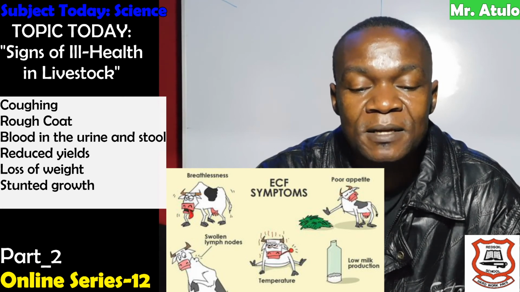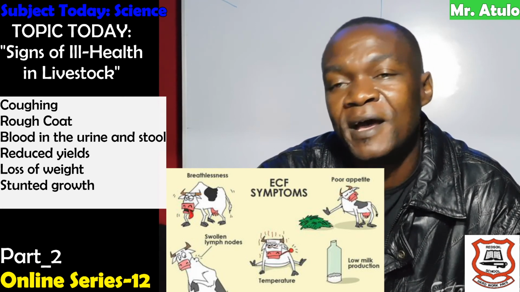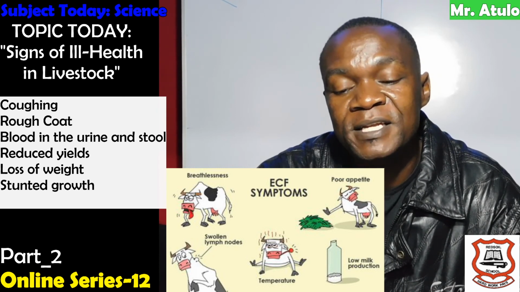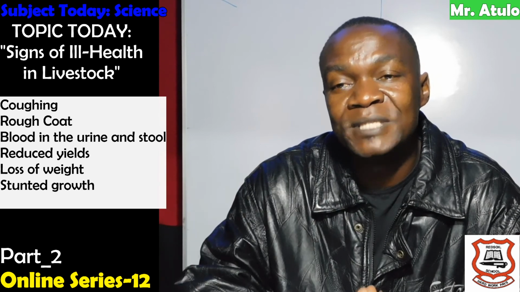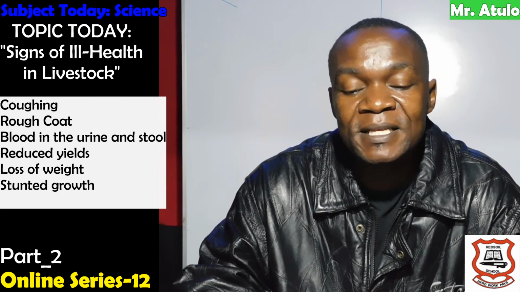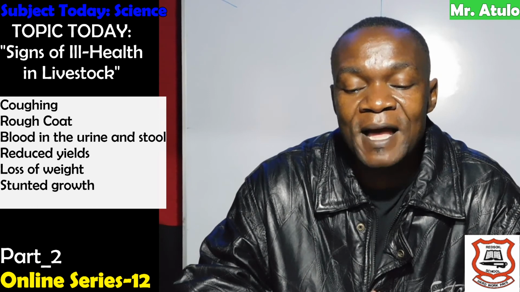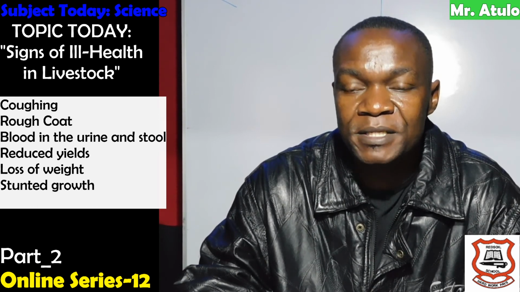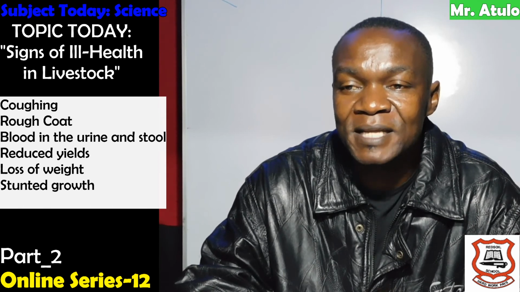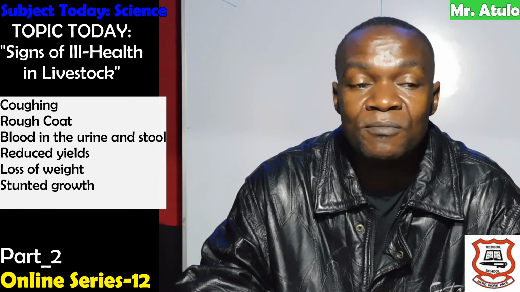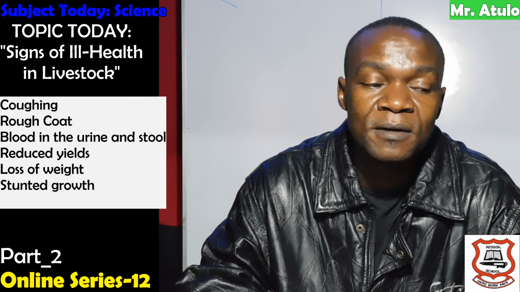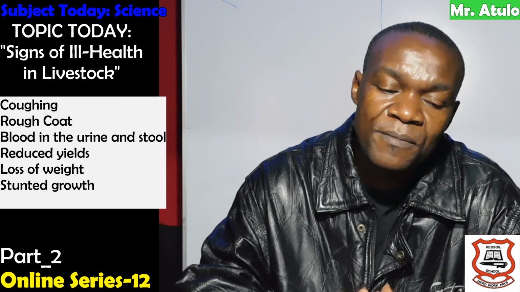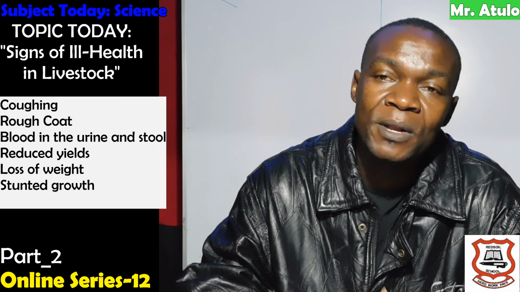Last but not least, we have death of the animal. This is the most unfortunate thing that can happen. If animals are untreated for long, they can easily die. A disease like anthrax leads to sudden death in an animal. Now imagine if you have an animal and then it just dies. It means you have lost your income, probably, or you've lost a very good investment that you have put in that animal.